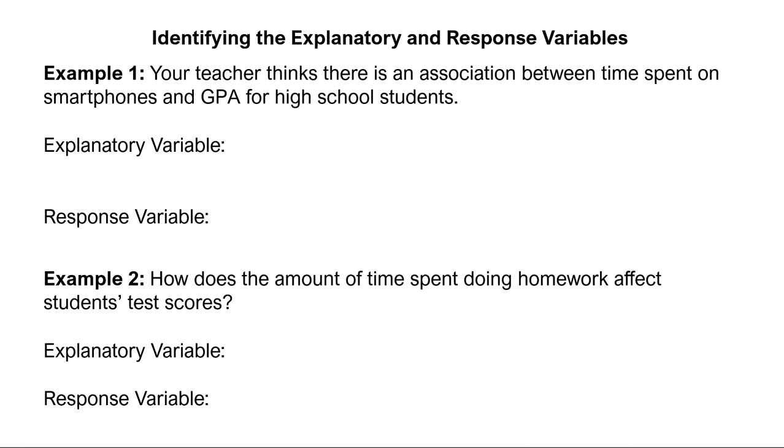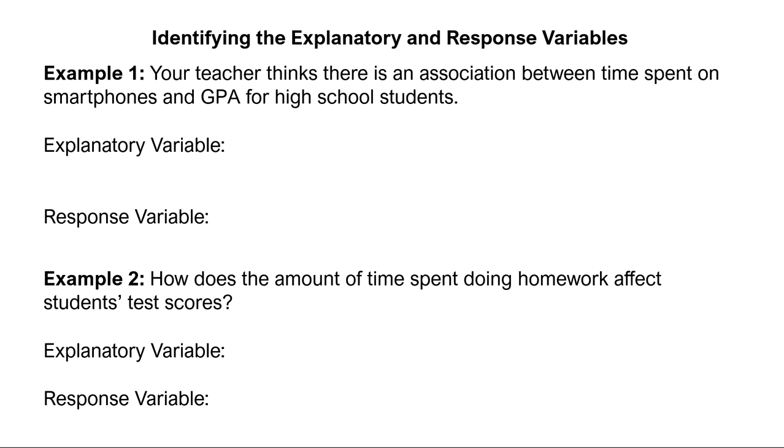So example one, your teacher thinks there's an association between time spent on smartphones and GPA for schools. I want you to identify the explanatory variable and the response variable for that. And then example two, how does the amount of time spent doing homework affect students' test scores? Again, I want you to identify the explanatory variable and the response variable for that.